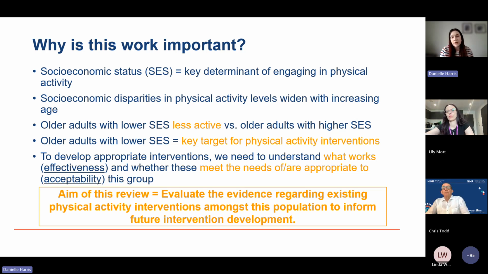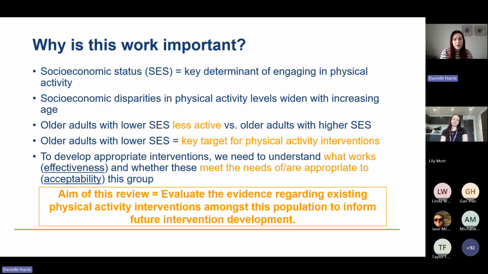So older adults with lower socioeconomic status are an important intersectional group to look at with regards to physical activity. So research shows that older adults with lower SES are less physically active compared to older adults with higher SES and are therefore at risk of the poorer health outcomes associated with this.